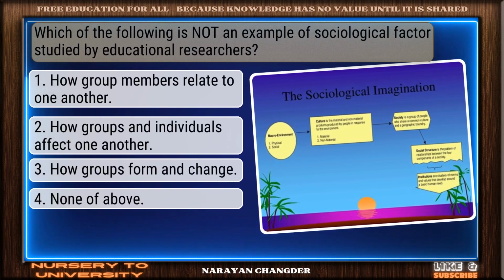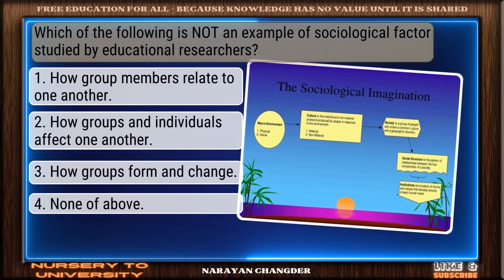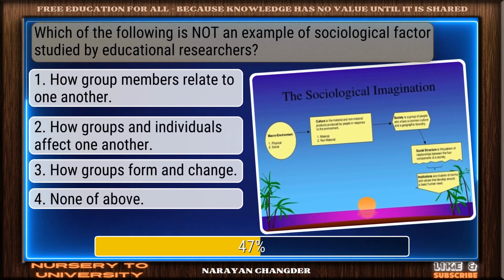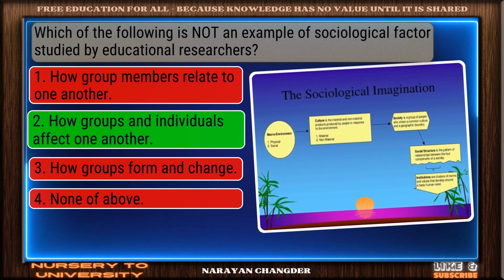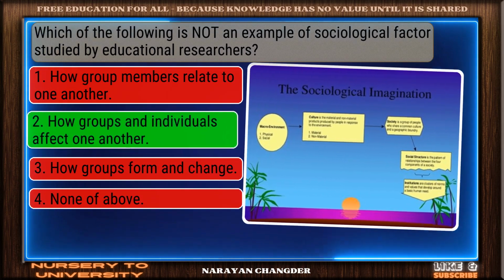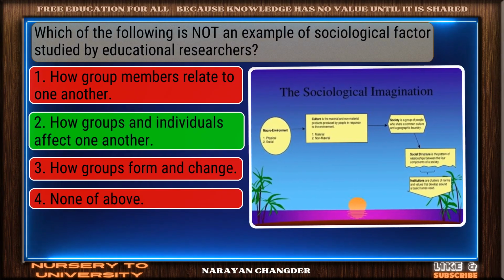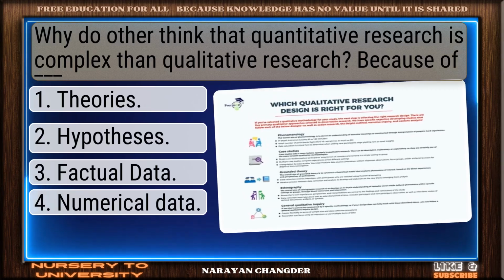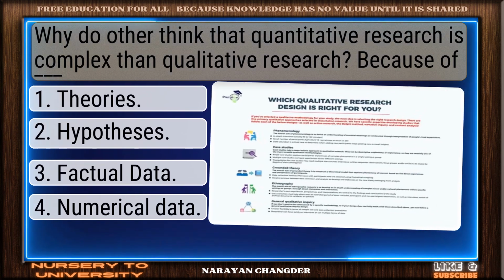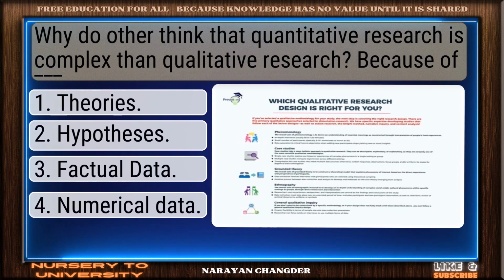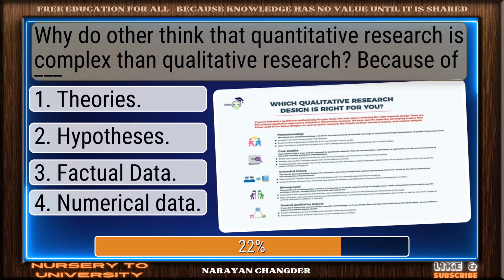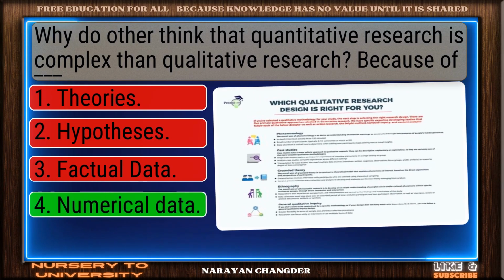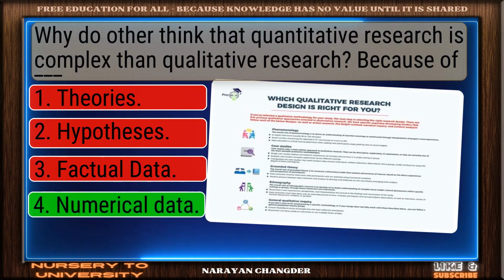Which of the following is not an example of sociological factor studied by educational researchers? Well done. How groups and individuals affect one another is the right choice. Why do others think that quantitative research is more complex than qualitative research? Because of numerical data. Excellent. Numerical data is a brilliant choice.